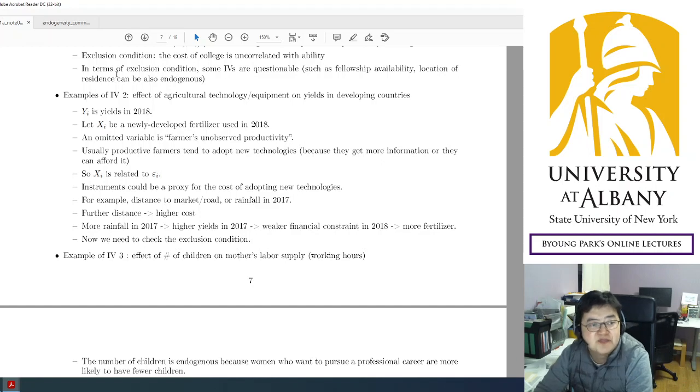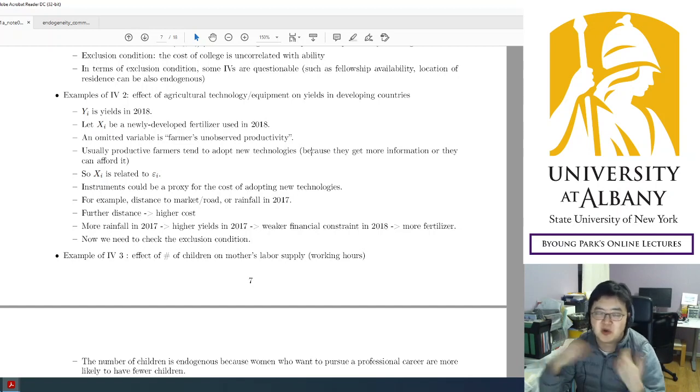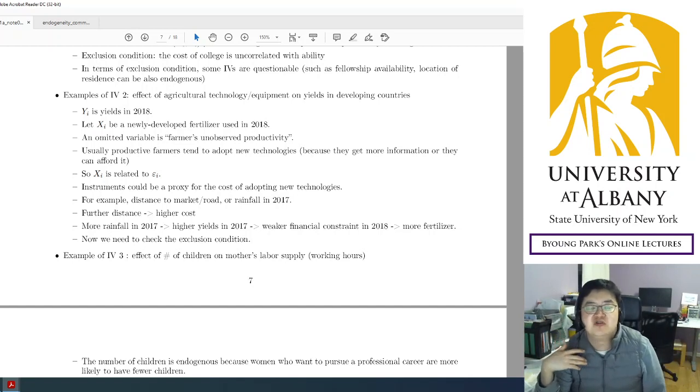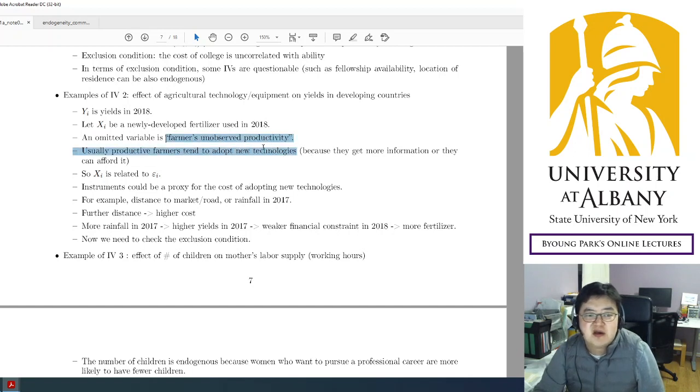In this case, an omitted variable here is the farmer's unobserved productivity or unobserved, say, hardworking diligence. So the farmers who are more ambitious, who are more hardworking, are more likely to use fertilizers, right? And more highly educated farmers tend to use more fertilizers and adopt new technologies, new equipment. So because of these unobserved error term characteristics, the fertilizer use is correlated with the error term, right?